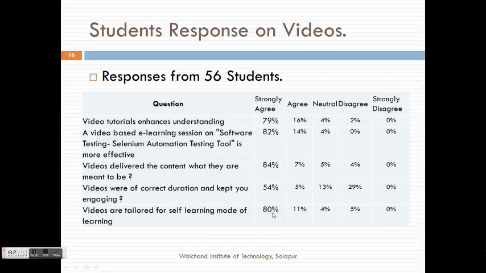Are videos tailored for a self-learning mode? Yes, near about 91% of students felt that the videos are for self-learning. The students agreed that yes, we can learn by watching these videos. This was only possible because the videos stick to specific learning objectives and a small duration, and this is very motivating for a faculty when we are developing such things.